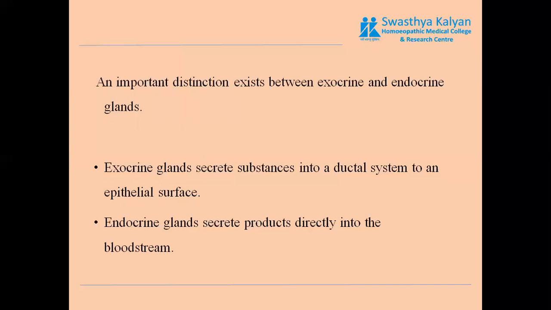So exocrine glands secrete substances into the ductal system to an epithelial surface. Exocrine gland क्या करते हैं? They secrete substance into the ductal system, into the duct, to the epithelial surface. And endocrine glands secrete product directly into the bloodstream because they are the ductless glands.